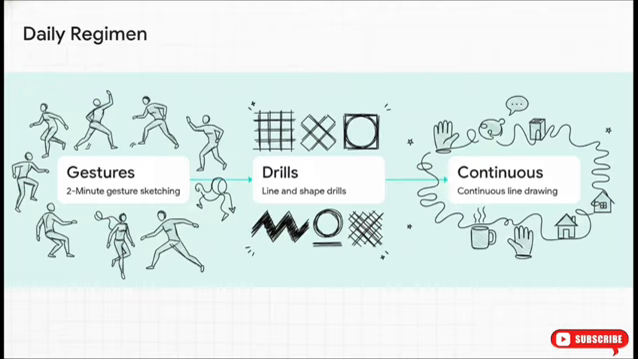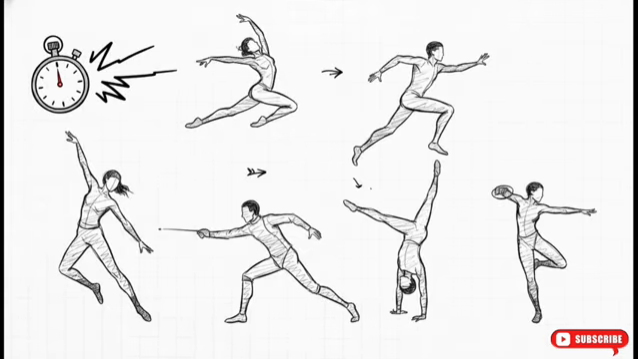Step 1 is gesture sketching. Step 2 is line and shape drills to improve your line quality. And Step 3 is continuous line drawing. Let's look a little bit closer at a couple of these. Step 1 is honestly arguably the most important. You absolutely need to practice 2-minute gestures.